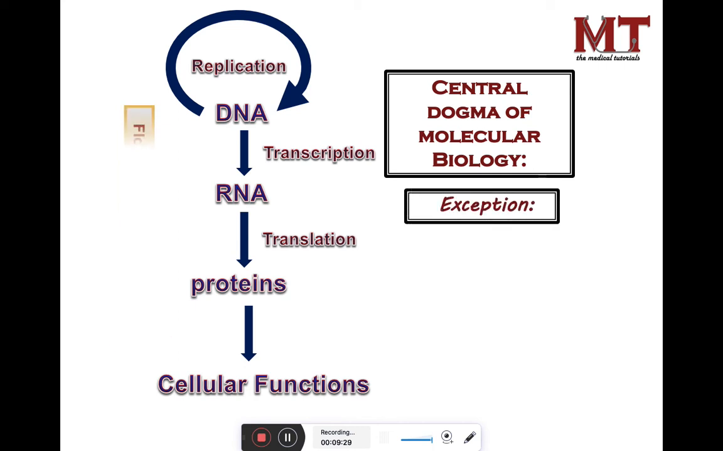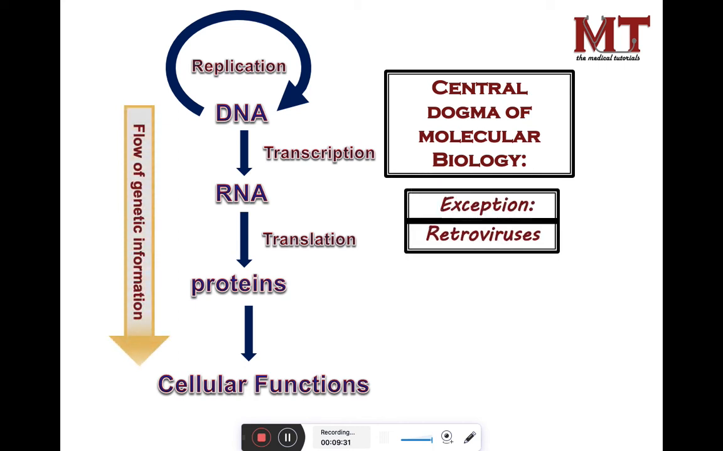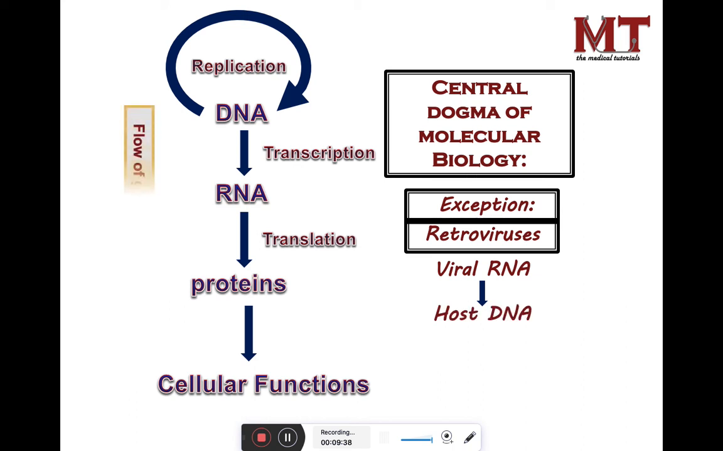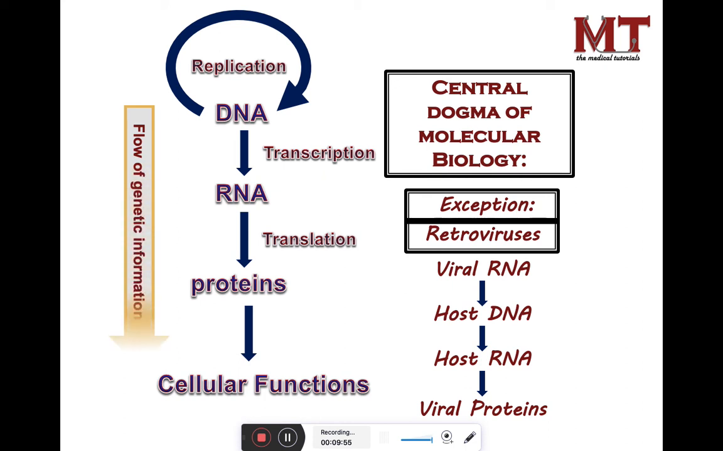There is an exception to this. The exception is the retroviruses. In retroviruses, the genetic information is contained in the viral RNA, which then infects a host cell, where this genetic information is transferred from viral RNA to host DNA. Then it is transferred from host DNA to the host RNA, and then it is transferred to the synthesis of viral proteins to cause the viral infection. So this is the only exception. Otherwise, the genetic information always flows from DNA to RNA to proteins. That is the central dogma of the molecular biology.